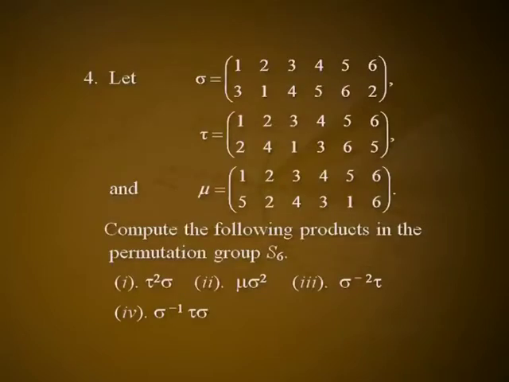Let sigma is equal to permutation 1 to 3, 2 to 1, 3 to 4, 4 to 5, 5 to 6, 6 to 2. Tau is equal to permutation 1 to 2, 2 to 4, 3 to 1, 4 to 3, 5 to 6, 6 to 5, and mu is equal to permutation 1 to 5, 2 to 2, 3 to 4, 4 to 3, 5 to 1, 6 to 6. Compute the following products in the permutation group S6: tau squared sigma, mu sigma squared, sigma raised to minus 2 tau, sigma inverse tau sigma.